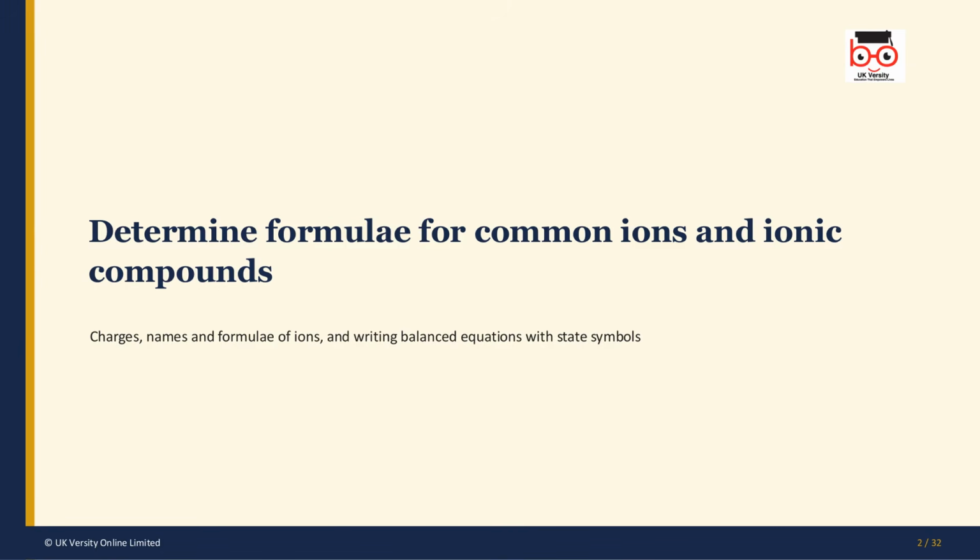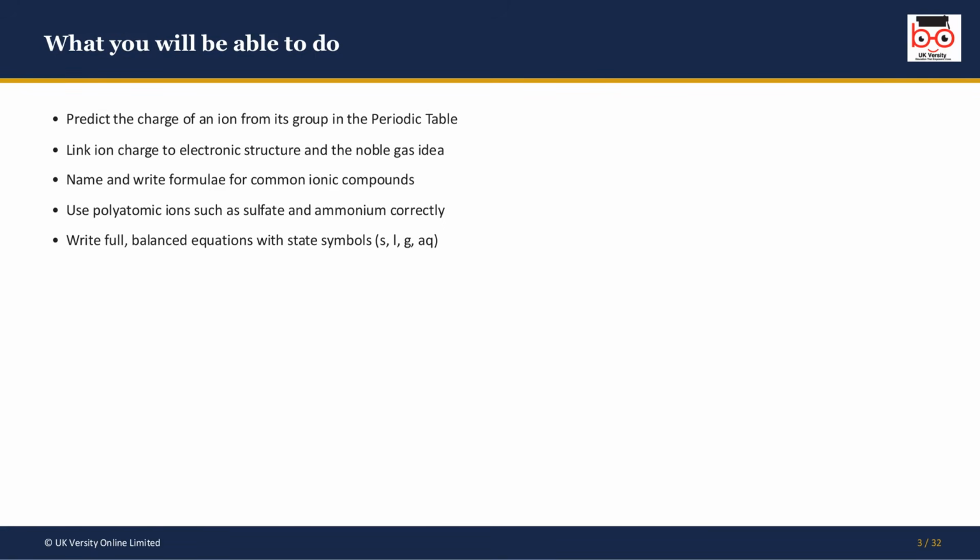In this outcome, you'll learn to work out the formulae of common ions and the compounds they form, and then to write full balanced chemical equations complete with state symbols. It's the practical grammar of chemistry, and once it clicks, it becomes second nature. Here's what you'll be able to do by the end.